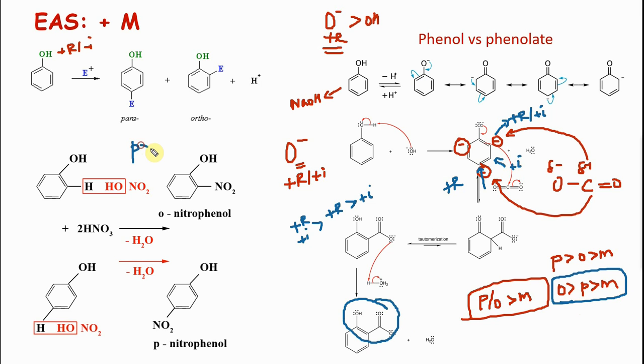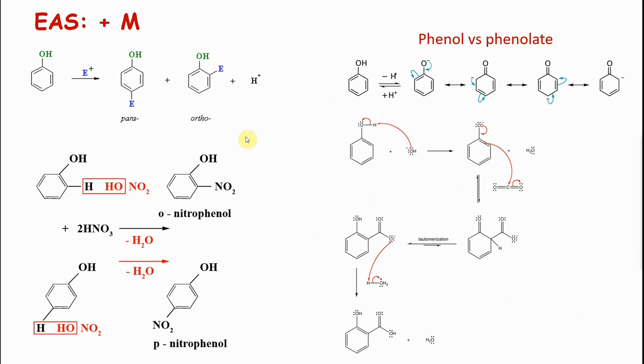Looking at phenol, the order is para greater than ortho greater than meta. Looking at phenoxide, it is ortho greater than para greater than meta. This is the reason why we are discussing the effects before, so that reactions in organic chemistry become very easy.